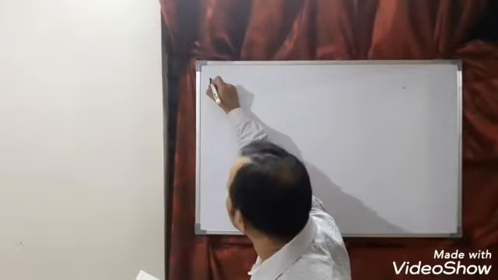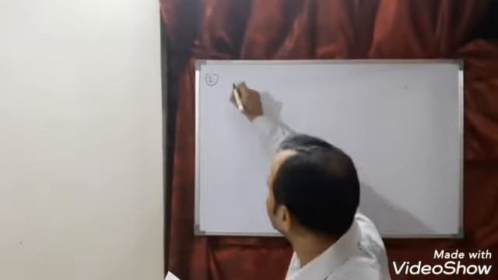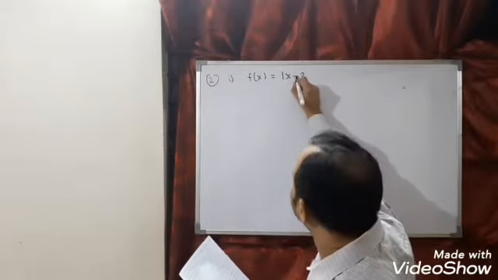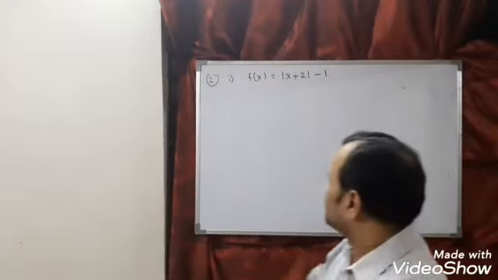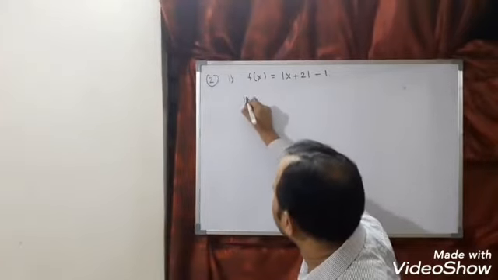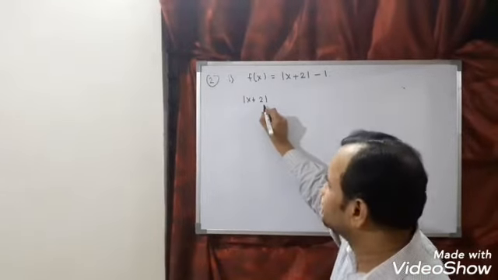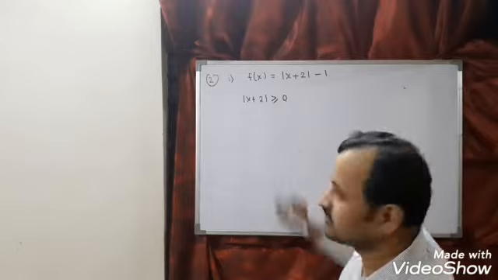Question number 2 is: find the maximum and minimum values, if any, of the following functions given by. First bit is f of x is equal to mod of x plus 2, minus 1. Now look here. What is given? f of x is equal to this. So can I say that mod of x plus 2 is always greater than or equal to 0? Mod always gives a positive answer.